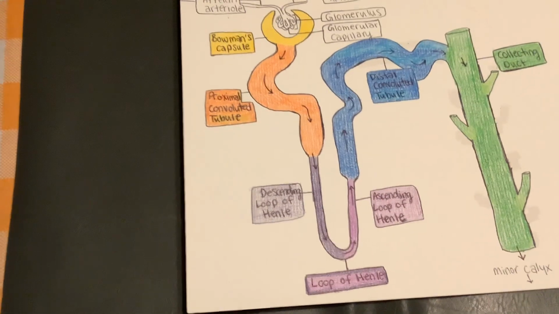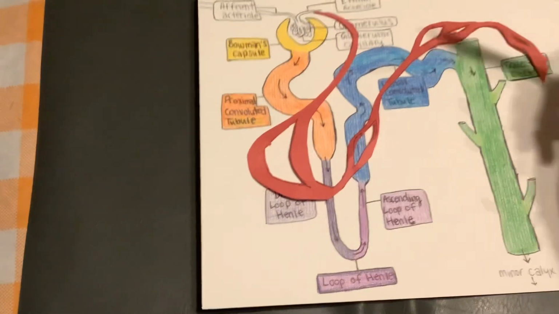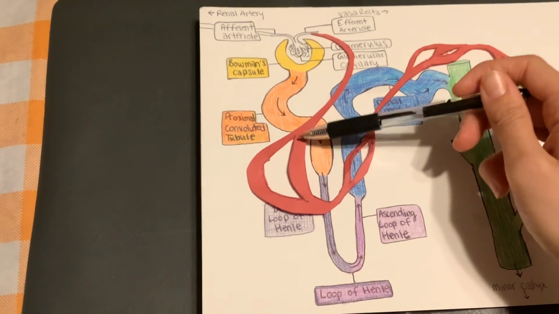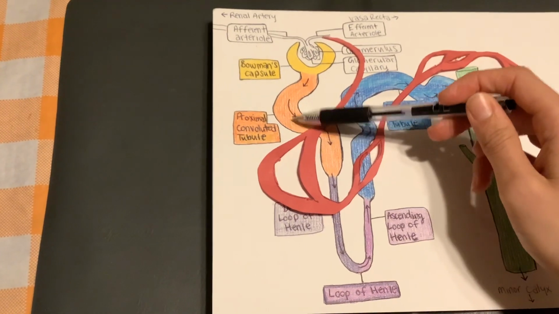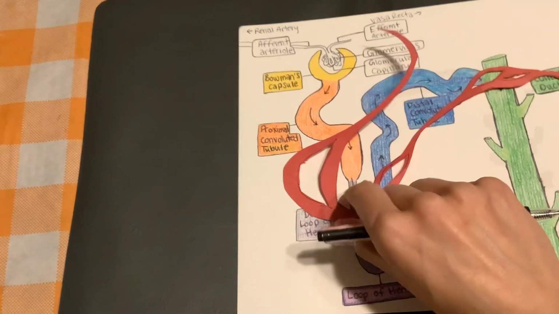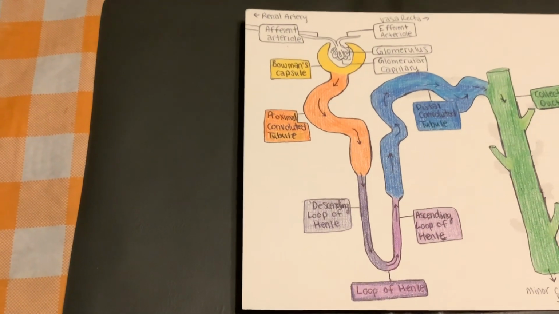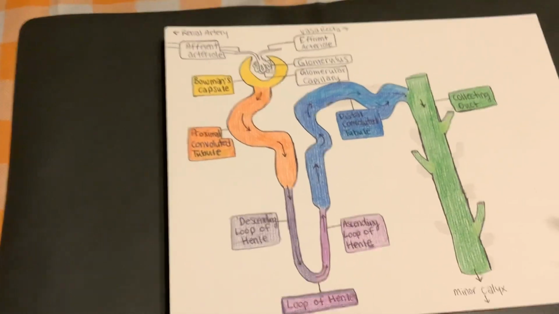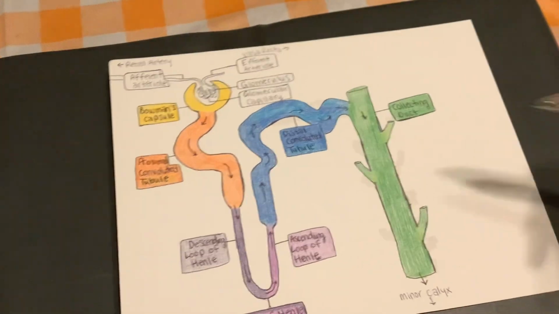Now there is also, at the same time, some secretion happening, which means that from the blood capillaries there's also stuff being moved into the tubule. So that would be creatinine, any drugs if those are in the system, or vitamins, hydrogen ions, which does play a role in the pH balance as well.